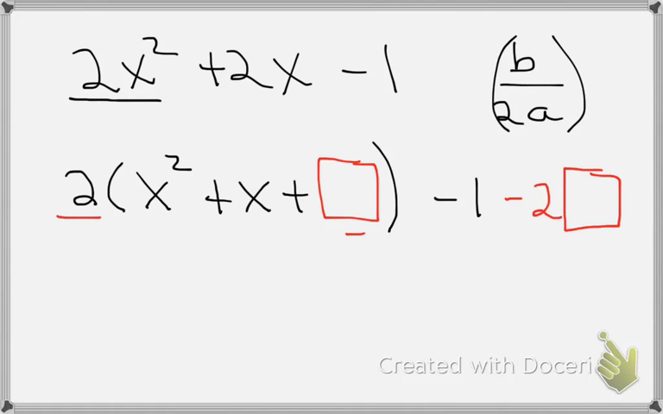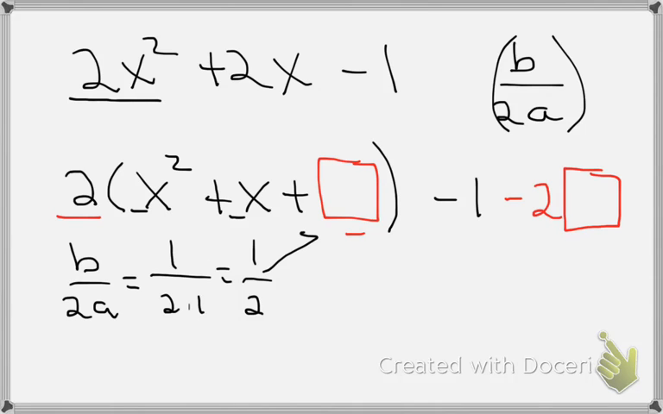Okay, so let's go ahead and calculate what that's going to be. So my b is 1, my a is 1 now, so b over 2a will be equal to 1 over 2 times 1, or 1/2. And remember what goes in this red box is the 1/2 squared, so I'm going to have a 1/4 in there. And then I'm actually adding on the outside 2 times that, so I'm going to have 2 times 1/4. So let me go ahead and get to another page here so I can write this cleanly.